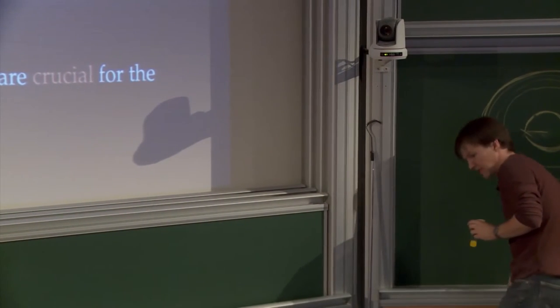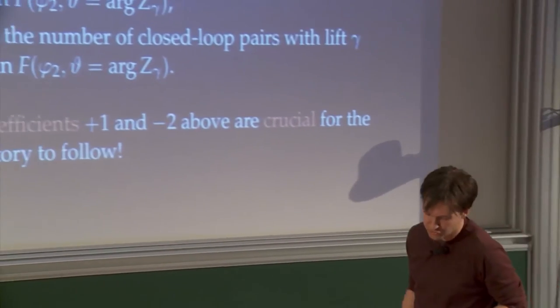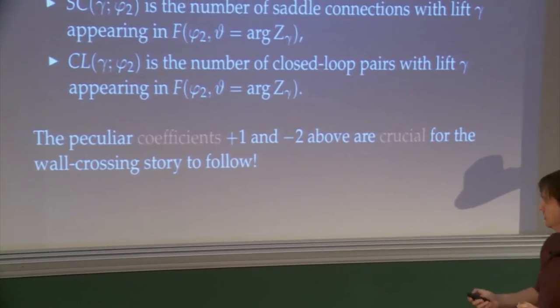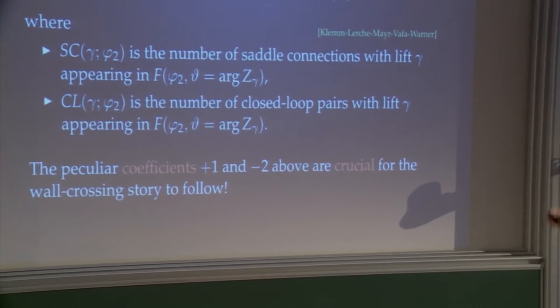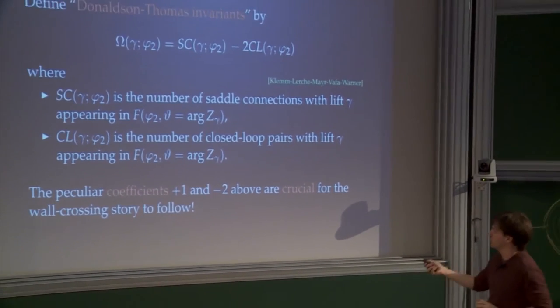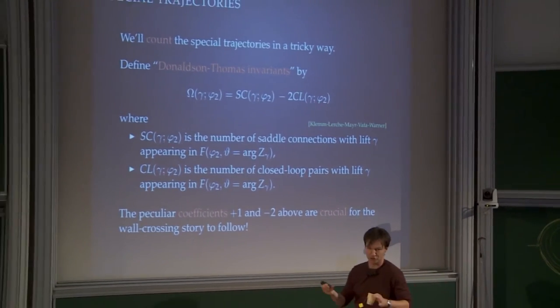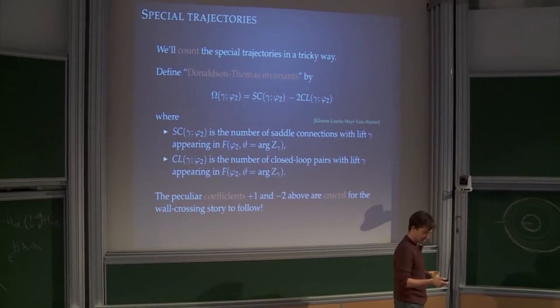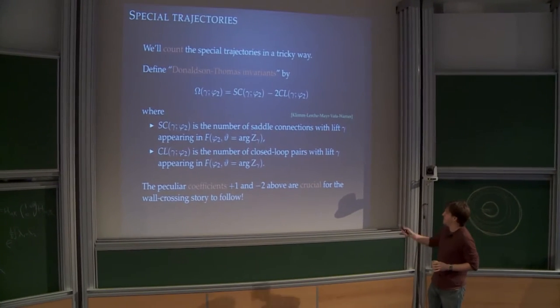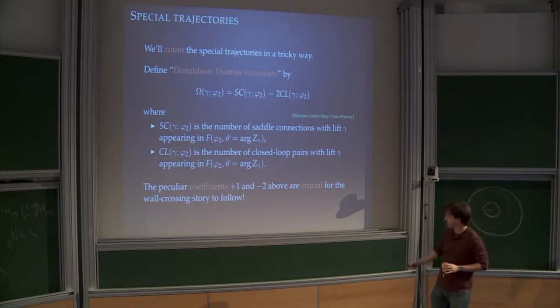Okay. So we're counting these saddle connections and closed trajectories, but we're counting them in this very particular way. And these coefficients are really crucial. So for the whole wall crossing story that I'm going to tell, it's essential that you count the things in exactly this way.